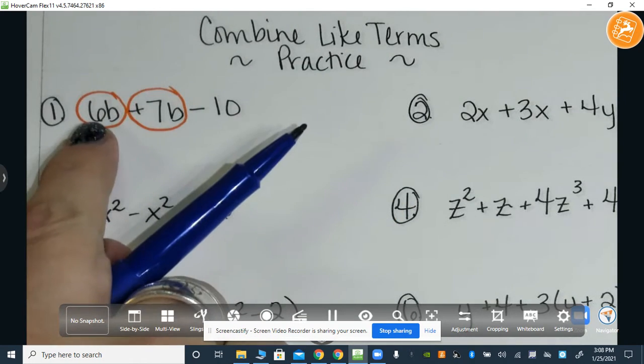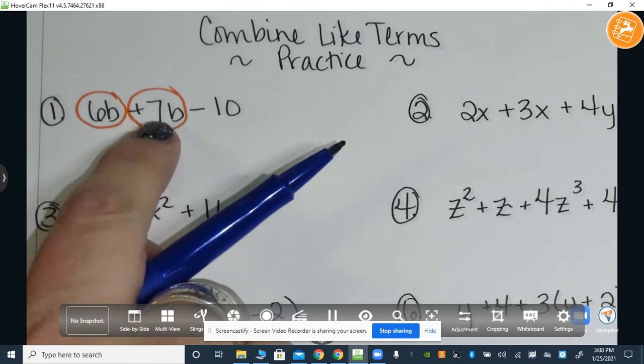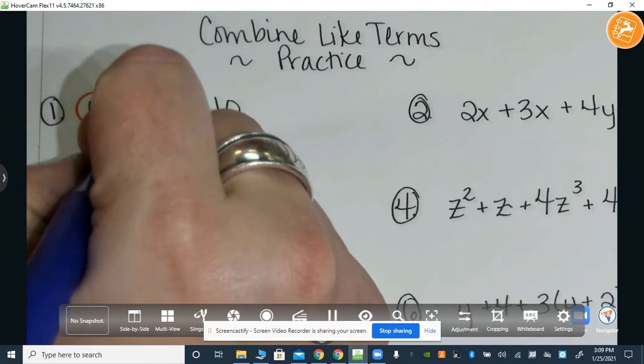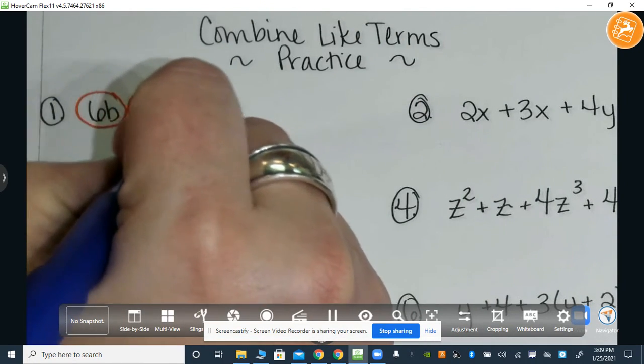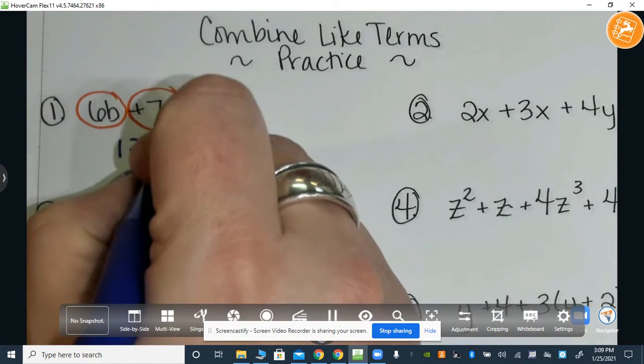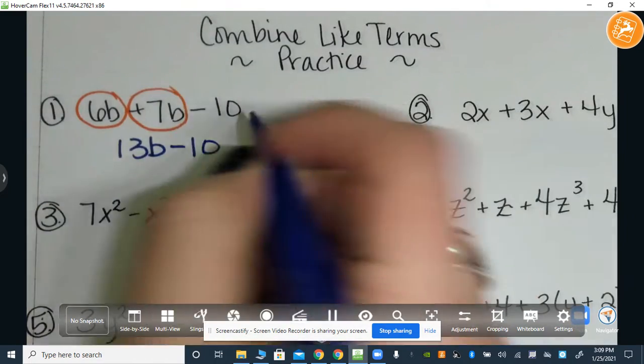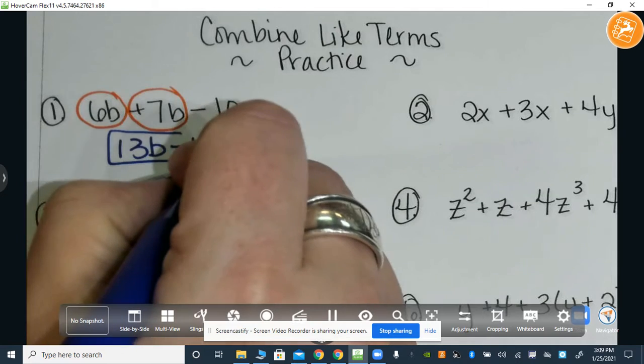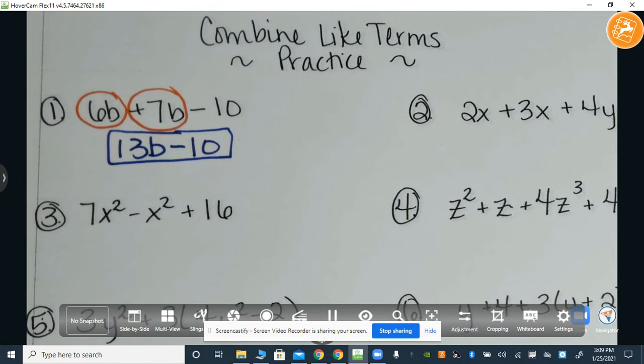So when I combine, I'm looking at the coefficients. So 6 plus 7, that gives me 13b. My variable stays there. And then I'm going to bring down this minus 10. So when I combine the terms, I get an answer of 13b minus 10.